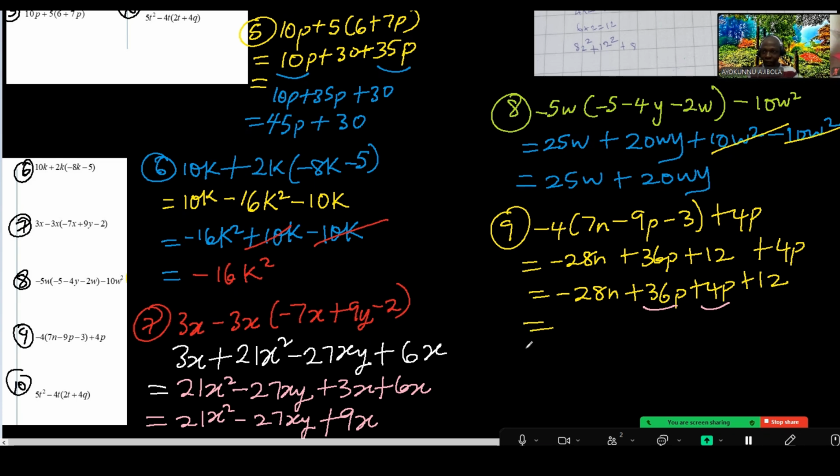Okay, maybe we should count it. Or we should add the 36 and 4. 1, 2, 3, 4, 5, 6. 1, 2, 3, 4. That's 10. You have a 0. Carry 1. Then 1 and 3. 1, 2, 3. Then plus 1. That's 4. So it gives 40. Yes or no?